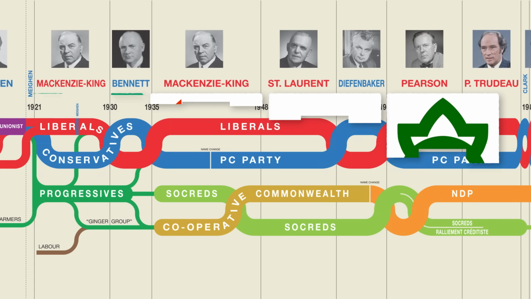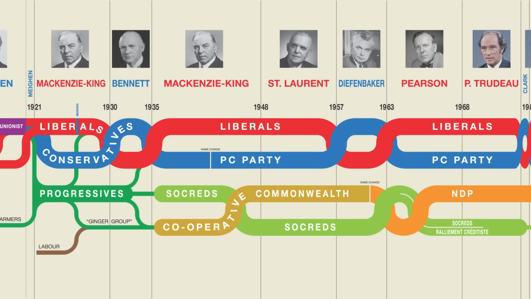I should also point out several important name changes. In 1942, the Conservative Party changed its name to the Progressive Conservative Party, or PC Party for short. That happened mostly because their leader at the time had previously been a member of a provincial Progressive Party. So strangely, the Progressive label ended up living on through the Conservatives.